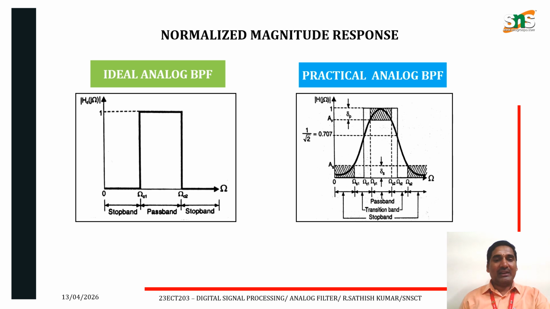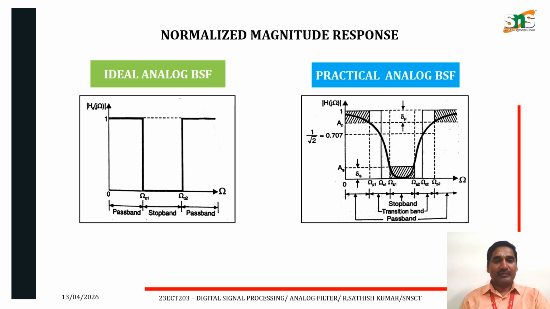Next one, ideal analog band pass filter. We pass only a specific range of frequencies and stop the frequencies outside that range. We pass the frequencies from ωc1 to ωc2. This is the practical analog filter with the cutoff frequencies, passband, transition band and stopband. Next one, normalized magnitude function. We pass the high and low frequencies and stop a specific band of frequencies. This is the practical analog band stop filter with respect to passband, transition band and stopband.